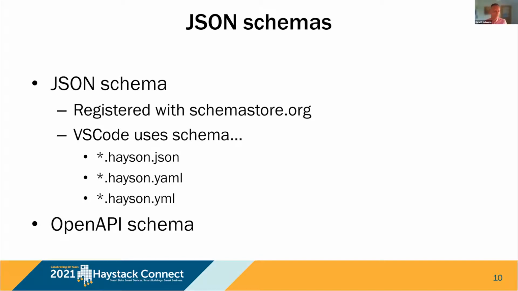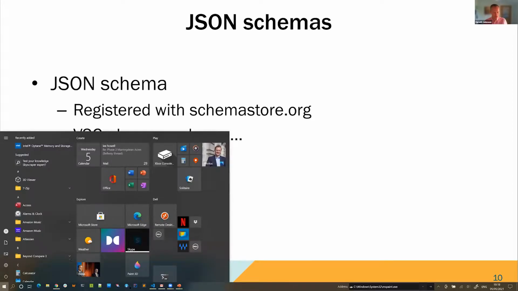schemastore.org, and you can use Visual Studio Code, or in fact any of the world's major IDEs, which really support this now. By just renaming your file hayson.yaml or hayson.json, the editor will start parsing that out and you can work with that data. So actually I'm going to show that right now.